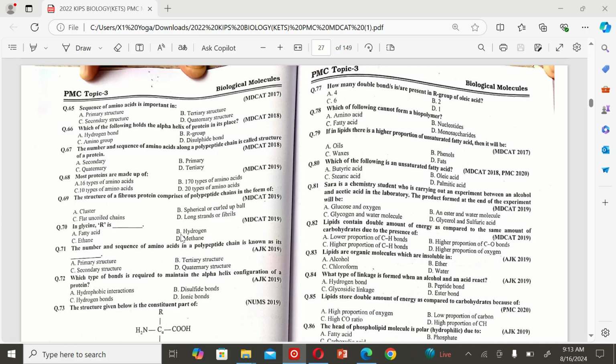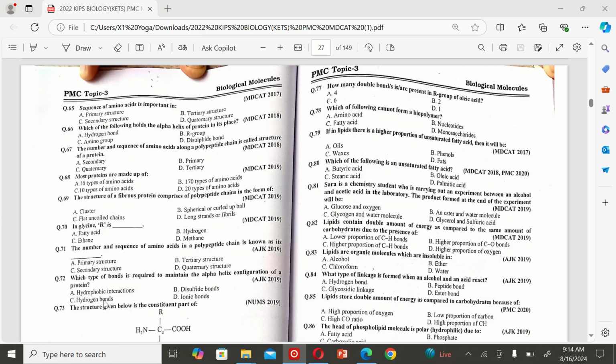Hydrogen. The next MCQ is: the number and sequence of amino acids in a polypeptide chain is known as its dash. A. Primary structure, B. Tertiary structure, C. Secondary structure, and D. Quaternary structure. The correct option is A, primary structure. The next MCQ is: which type of bond is required to maintain the alpha helix configuration of a protein? A. Hydrophobic interaction, B. Disulfide bond, C. Hydrogen bond, and D. Ionic bond. The correct option is C.